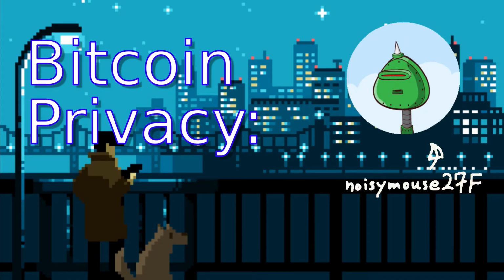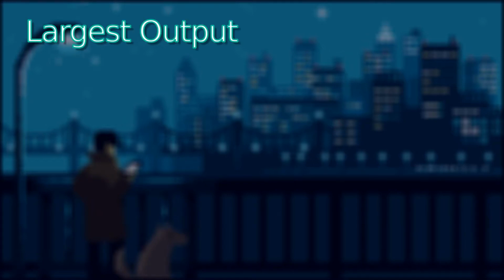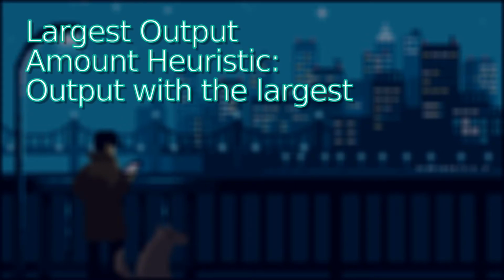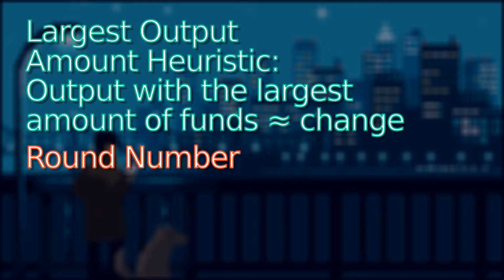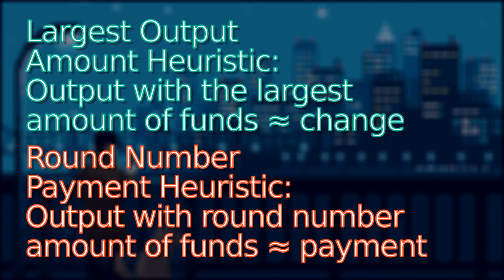In this video, we'll be looking at the round number payment heuristic. Similar to our previous heuristic, where we try to follow our subject's activity by following their change output based on the output with the largest value, in the round number payment heuristic, we make the assumption that the output with a round number value is the payment output, which would mean that the other output should be the change output.